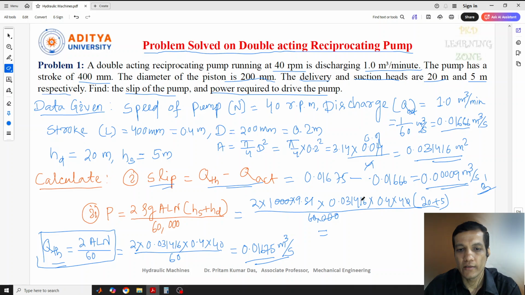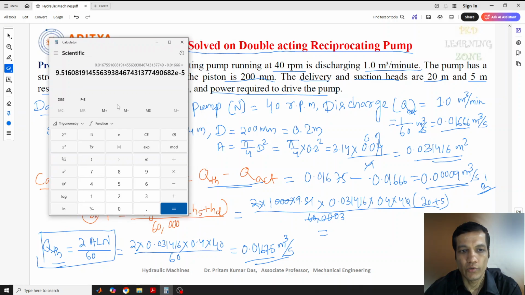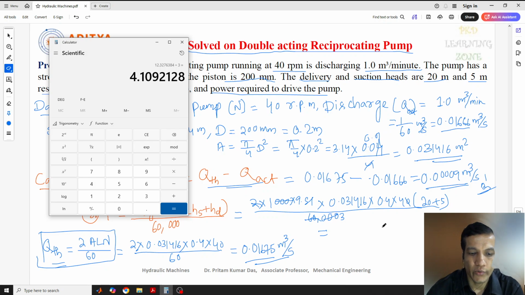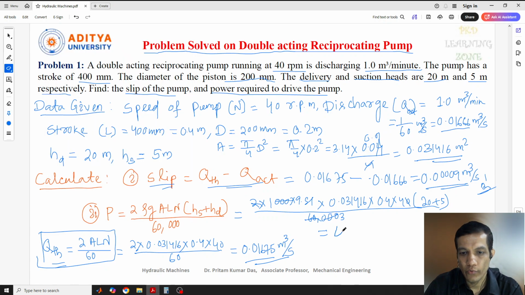Okay, and here if you cancel this one, we'll get 3. This will also be very simple. By this we can calculate how much. Now I can calculate 9.81 multiply 0.031416 and multiply 0.4, again multiply 4, again multiply 25. This divided by 3 here, 4.109. So this 4.109, this much power required, this much kilowatt.